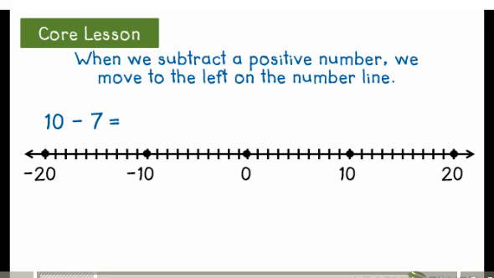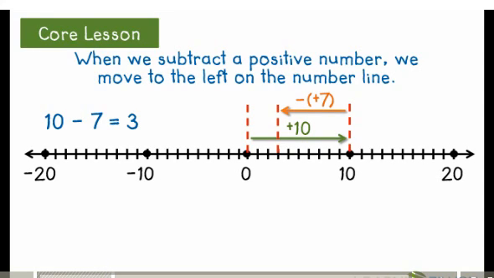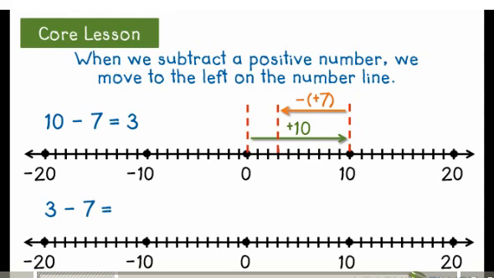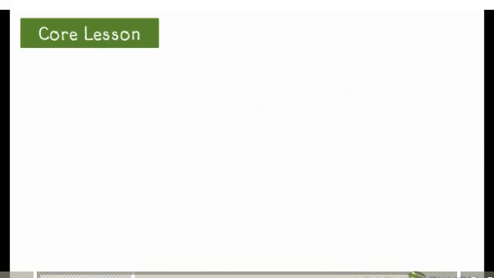Here are two examples. 10 minus 7. We move 10 units in the positive direction and 7 units in the negative direction. The answer is positive 3. 3 minus 7. We move 3 units in the positive direction and 7 units in the negative direction, and the answer is -4.